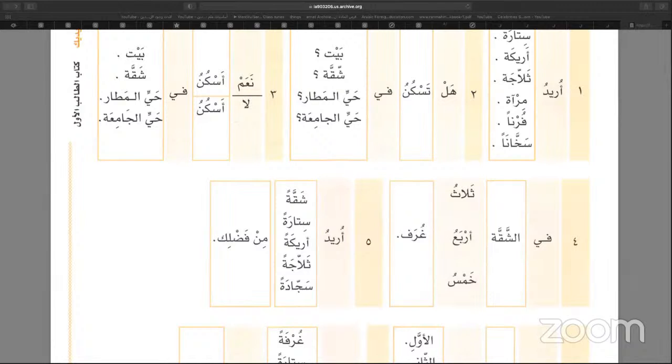Okay. لا أسكن في بيت. No, I live in a house. لا أسكن في شقة. No, I live in an apartment. لا أسكن في حي المطار. No, I live in the district of the airport. لا أسكن في حي الجامعة. No, I live in the district of the university. Super. Okay, this one here now.